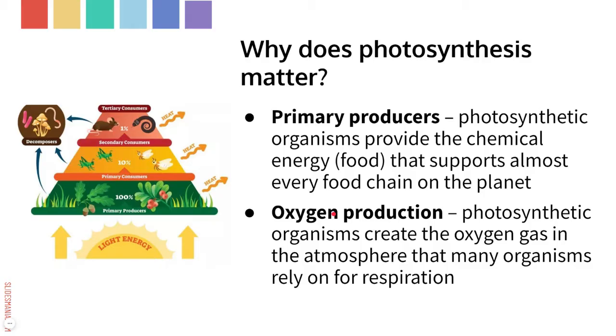Okay, so this is the last slide in this video lecture, and it's just going over two of the main reasons why photosynthesis is really, really important. So one thing is that photosynthetic organisms are what are called primary producers, and this means that they're providing the chemical energy in the form of sugars, or we could just say food, that's going to support every ecosystem or food chain on the planet.